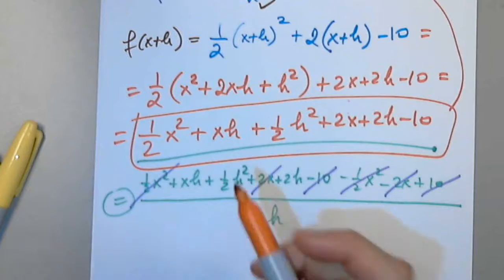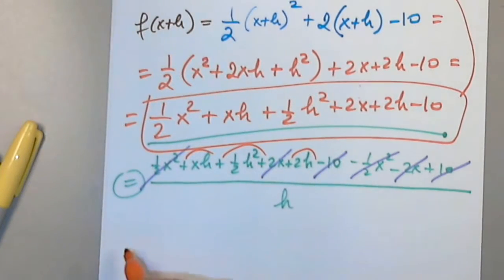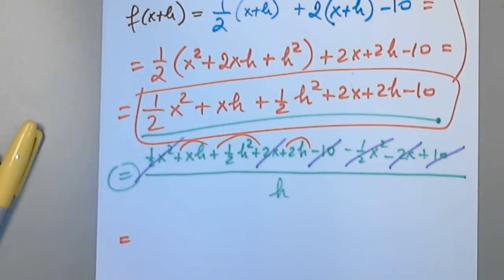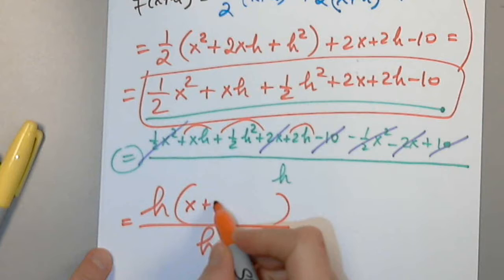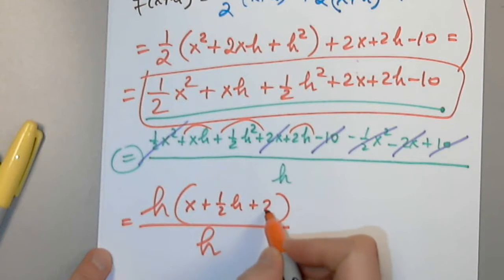3. Yes, 1, 2, 3. What do they have in common? h. Let's pull it out. When we pull out h from those three terms, what is left inside parentheses? X plus 1/2 h plus 2. Very good. X plus 1/2 h plus 2.